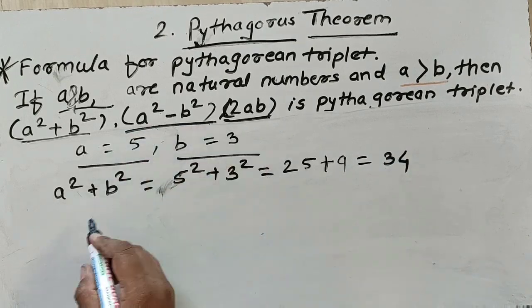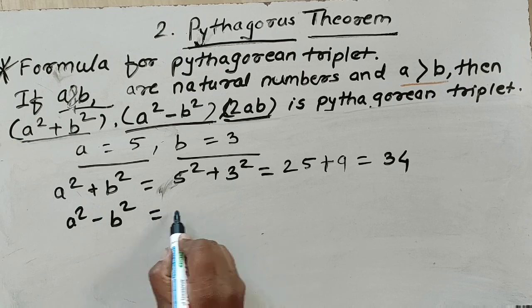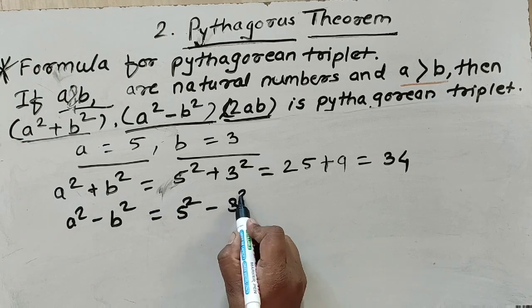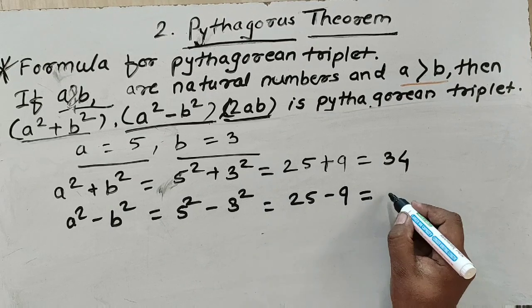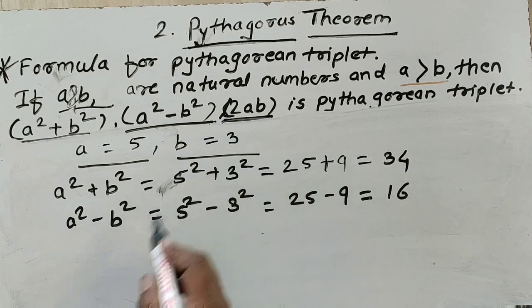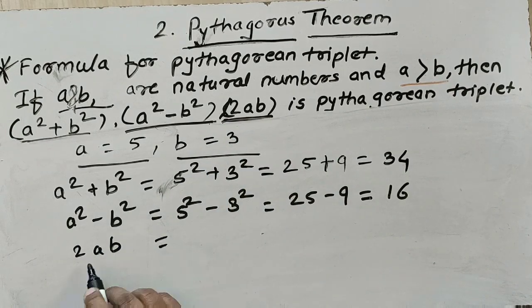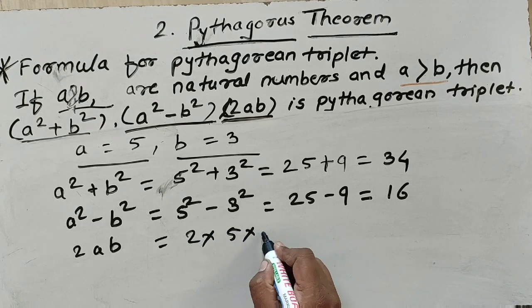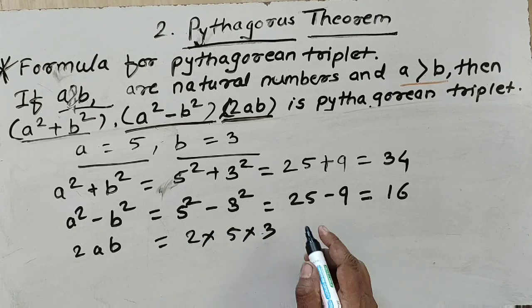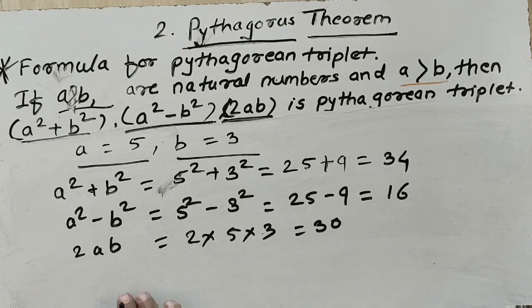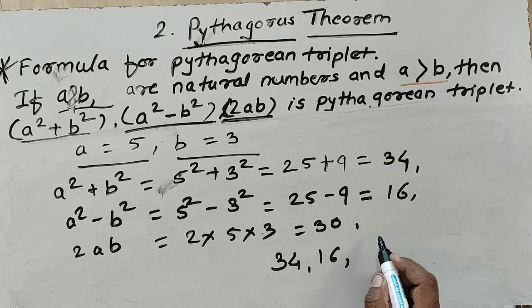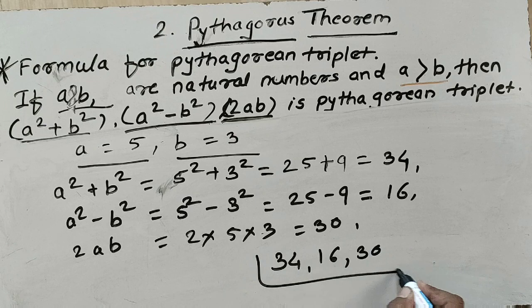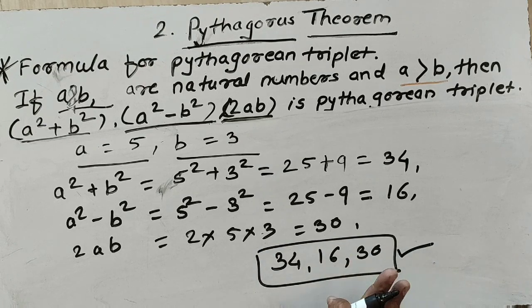34. Next we will check a square minus b square, that is 5 square minus 3 square, 25 minus 9, and its answer is 16. And lastly we will take 2ab, which is 2 into 5 into 3. 2 fives are 10 and 10 threes are 30. We get here three numbers, 34, 16 and 30, and we have to check whether this is a Pythagorean triplet or not. If we check it, it is a Pythagorean triplet.